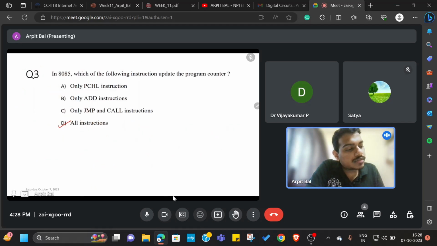The next question was related to the program counter update part. The program counter holds the next instruction that needs to be executed. So the answer to this question is all instructions.